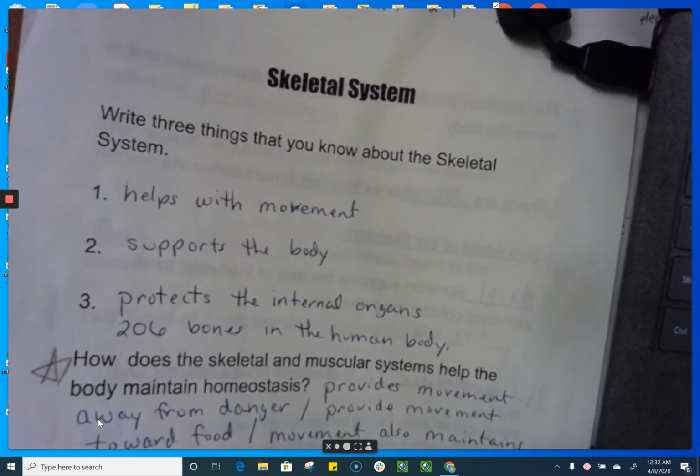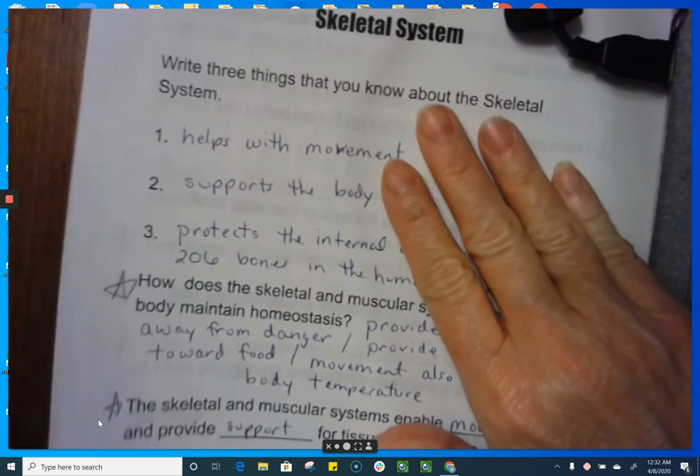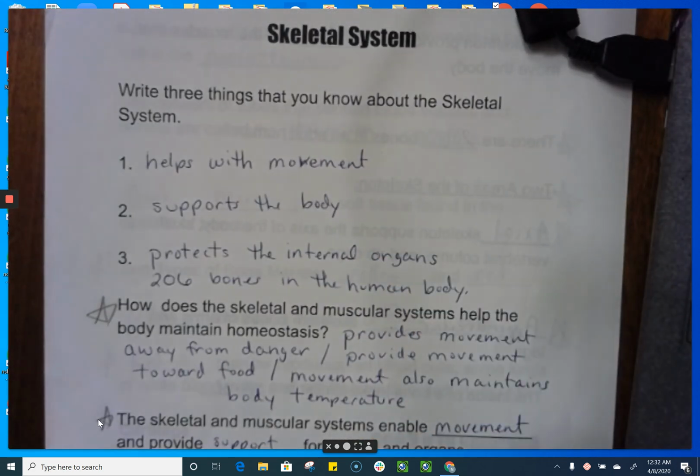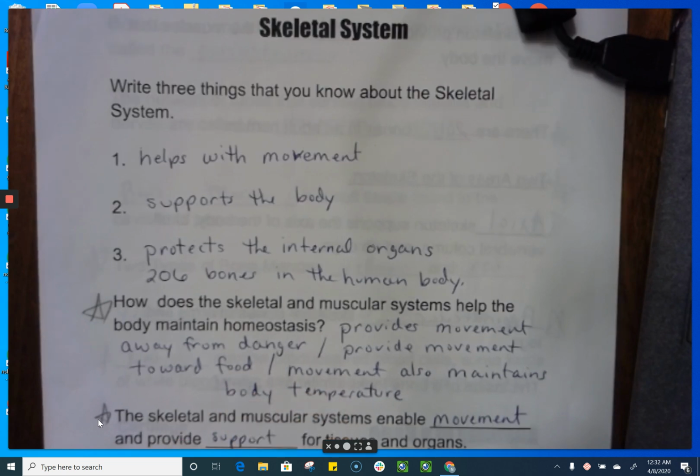So I just wanted to run through the answers with you over the skeletal system handout, to make sure that you have an idea what we're going to be studying for. We will not have a test over the skeletal system until next week, probably next Tuesday or so.